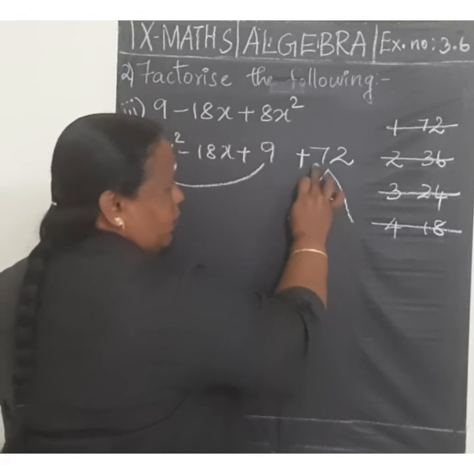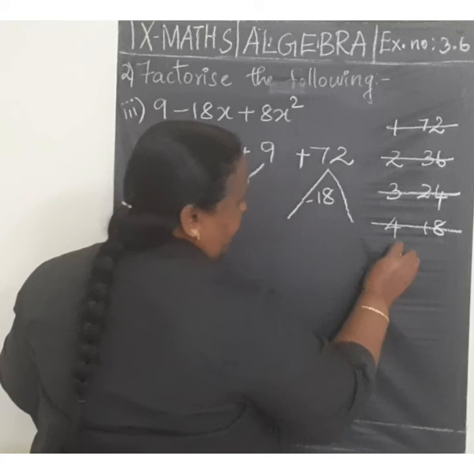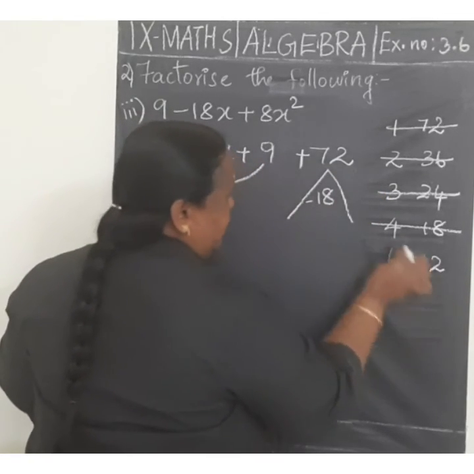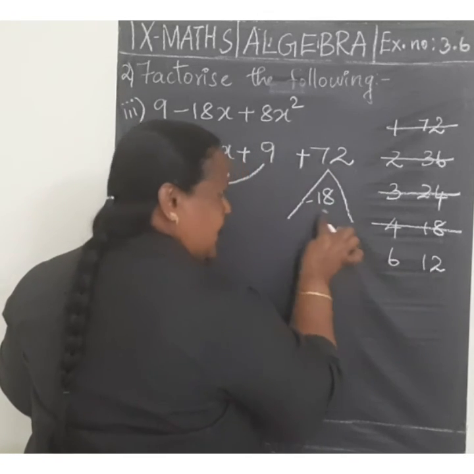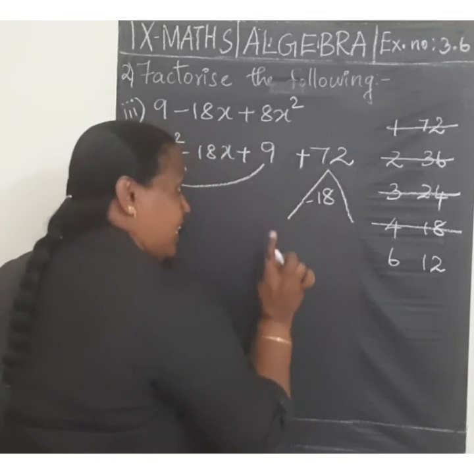Next, the fifth table, no 72 is there. Next we will go for the sixth table. In the sixth table, 12 times 6 is 72. So 6 into 2, 12, 72. 12 plus 6 is 18. We are getting this 18, but we need minus 18 here.